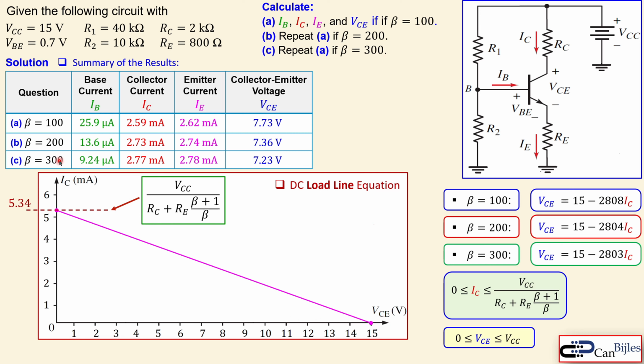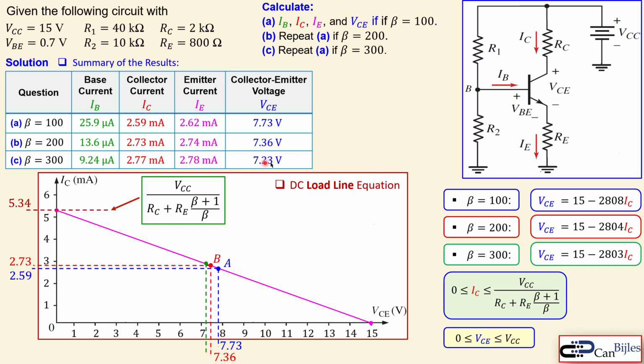Now we have 3 conditions. Beta is 100, 200, 300. Let's see what we have. The first case for beta is 100, these blue dots. This is 7.73, which is the VCE, and that will correspond to 2.59 milliamps. Now that's the point A. The red dot with these dashed lines will give me 7.36 volts and the corresponding 2.73 milliamps. And that is the point B.